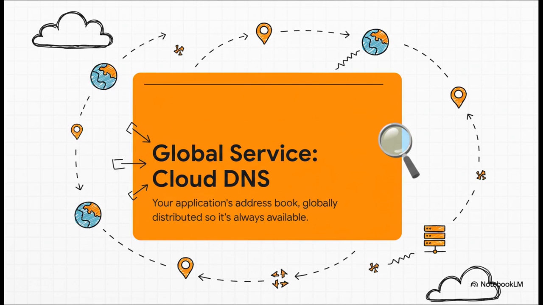And here's another one, Cloud DNS. Think of this as your app's global address book, or like a universal phone book. When someone types your website address into their browser, Cloud DNS is what tells them where in the world to find it. And because it's global, even if an entire region goes offline, that address book is still there, ready to point users to wherever your app is still running.